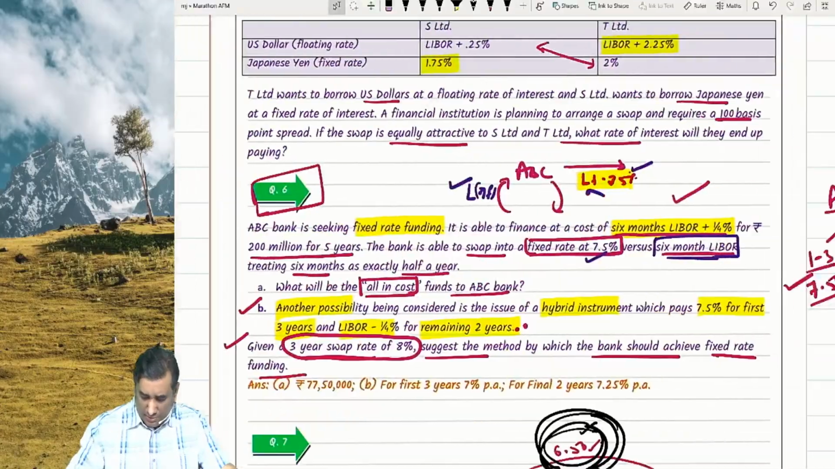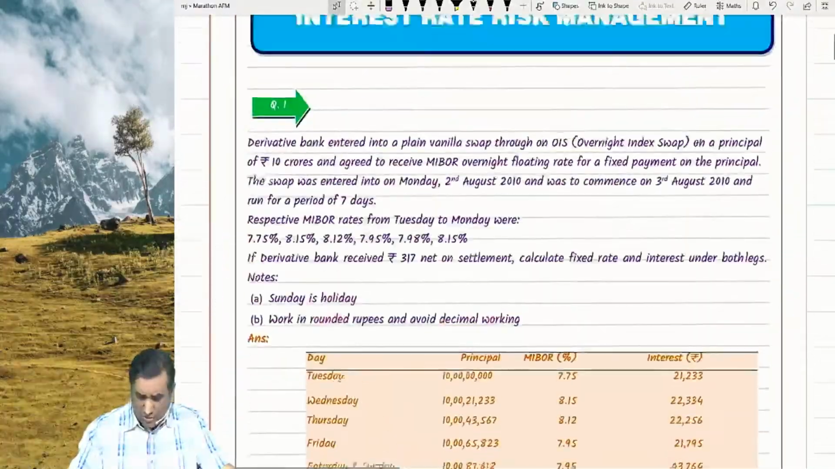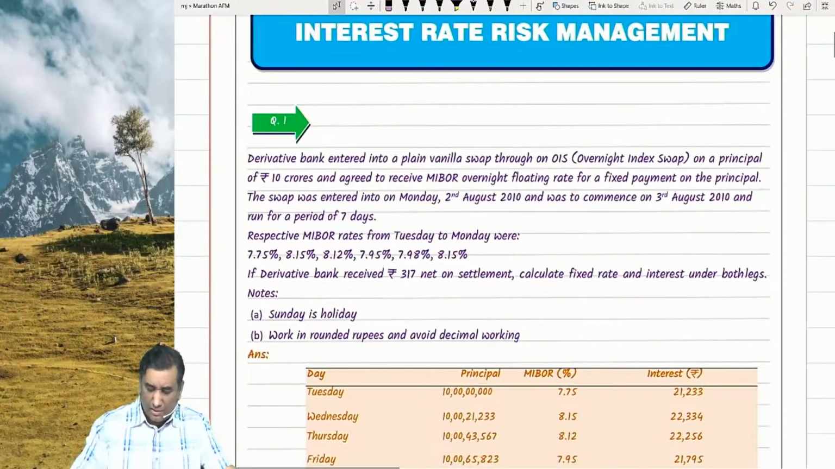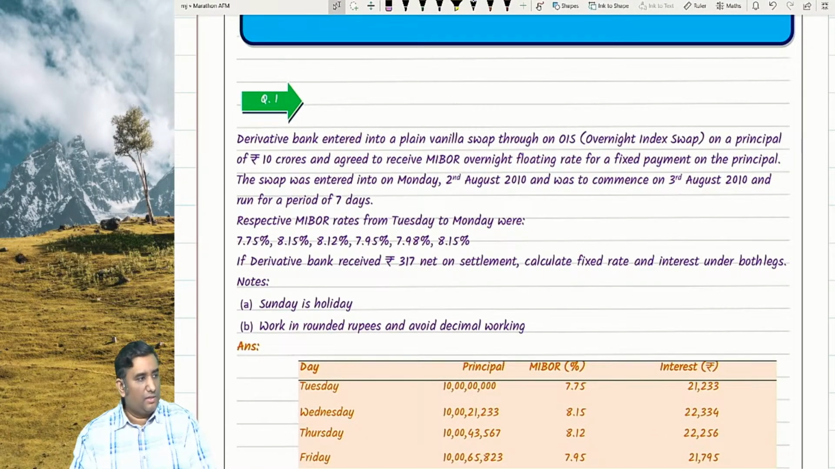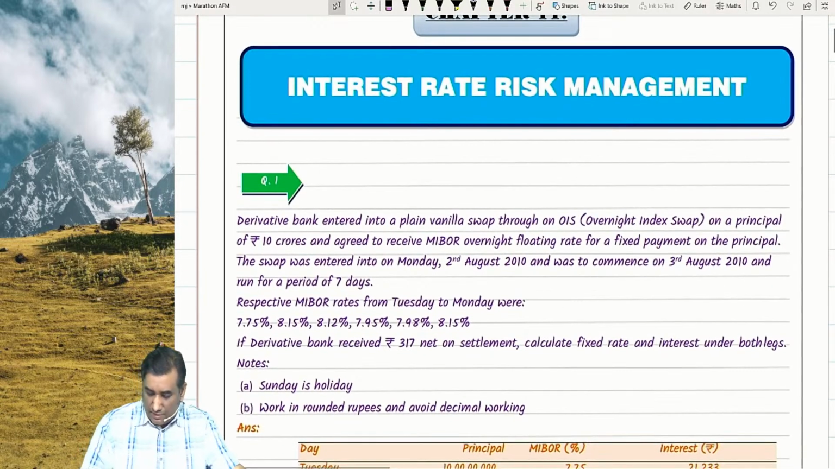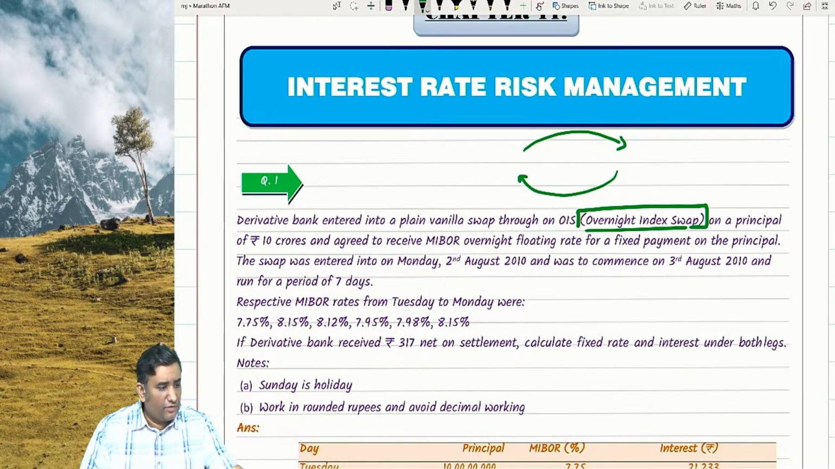This was the swap technical part of it. One very basic question which comes in exams very often is OIS, overnight index swap. It's a very short term swap in which one party pays to the second. We call it one leg, and this is called the second leg. One will pay floating and the second will pay fixed.